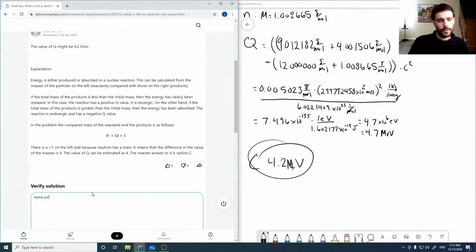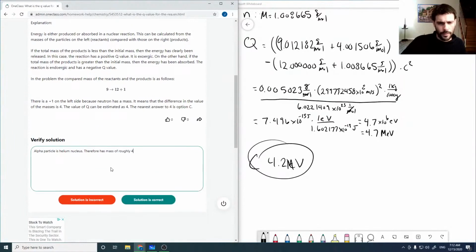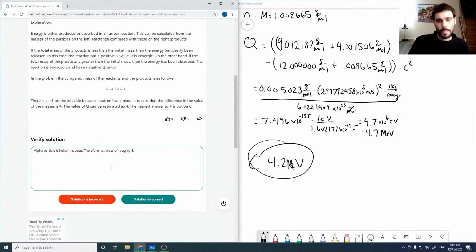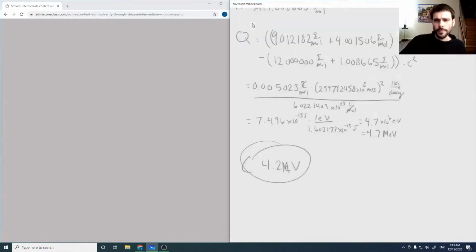So alpha particle is helium nucleus, therefore has mass of roughly 4. C is the answer, but not for this reason. Okay, so that's incorrect, I'm going to say.